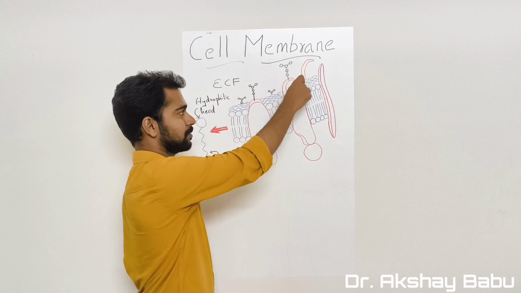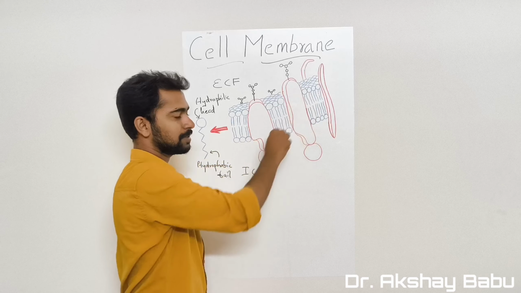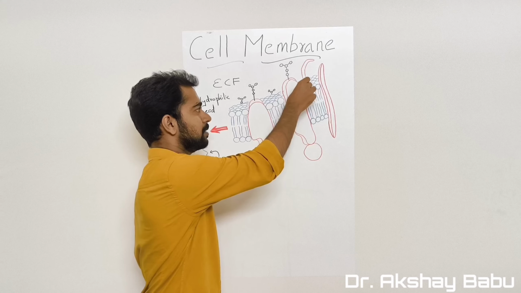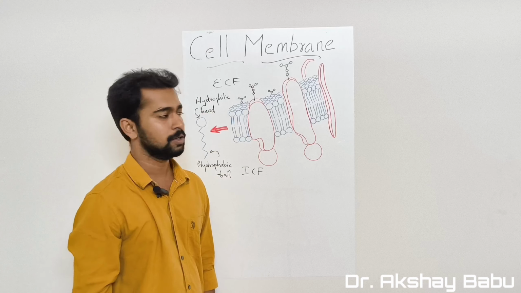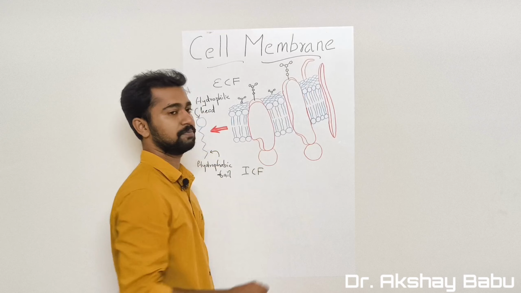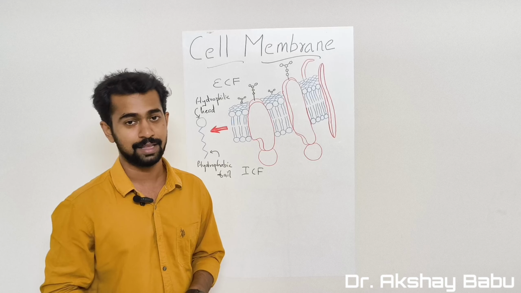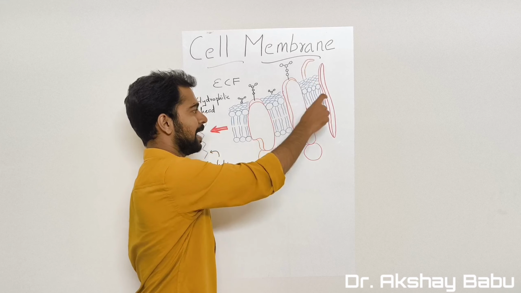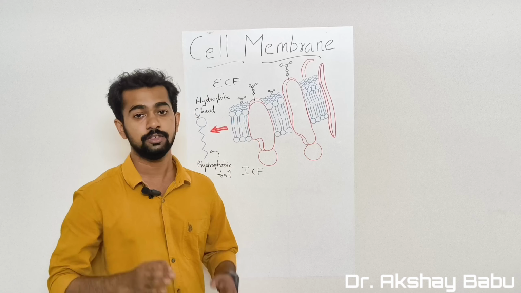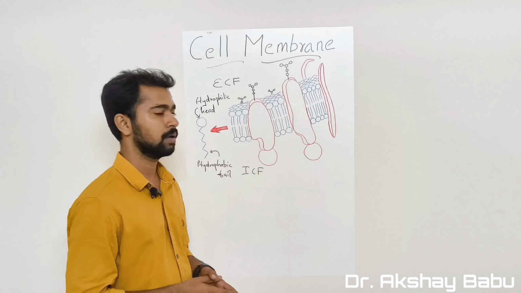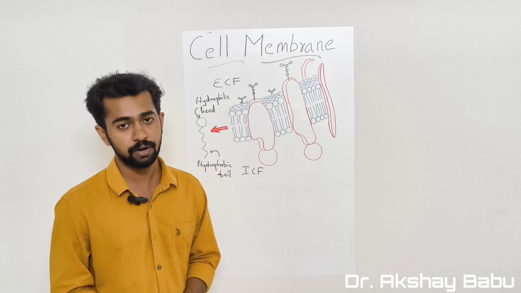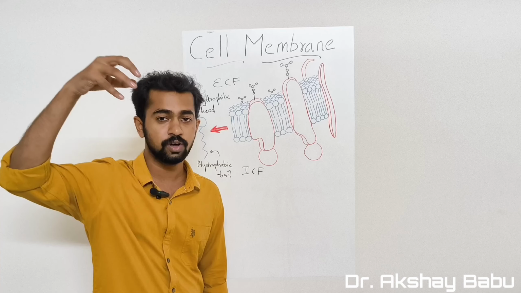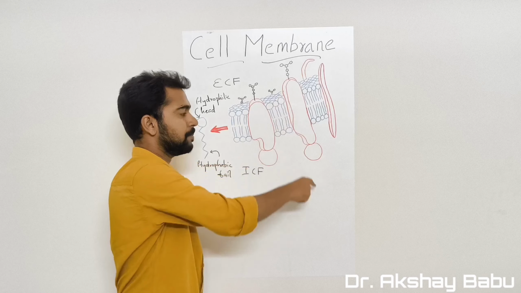Observe this one. Is it penetrating all the way through the cell membrane? No, never. This is attached to the surface, isn't it? So this is the peripheral membrane protein. From the word itself, peripheral means attached to one surface. So this is the peripheral membrane protein, and these three are integral membrane proteins. And most of these integral membrane proteins provide structural channels for the transport of water-soluble substances through the cell membrane.